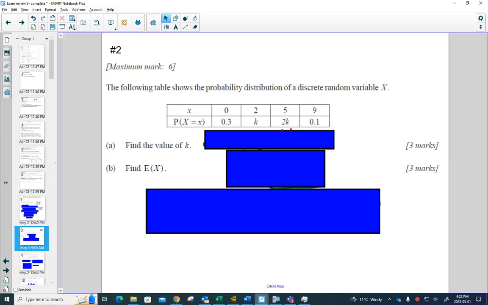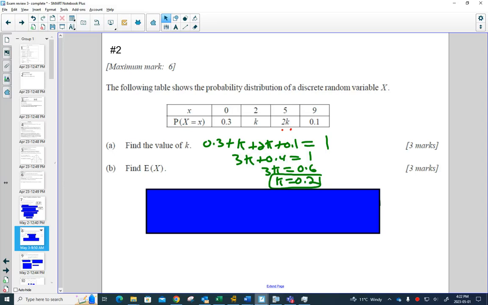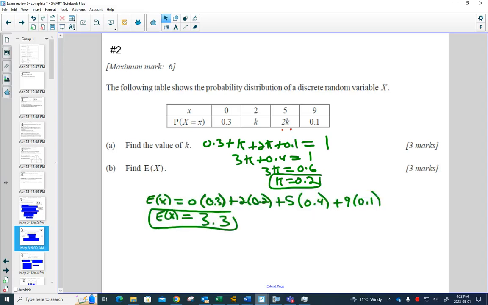Here's a probability distribution chart. Find the value of K. What do you know about a probability distribution chart? The probabilities always have to add up to 100% or 1. So when adding them all up, you can combine your like terms and solve for K, and you'll get 0.2. Then the expected value will be the X times the probability for each of them. So 0 times 0.3, 2 times 0.2, 5 times 0.4, 9 times 0.1, your expected value is 3.3.